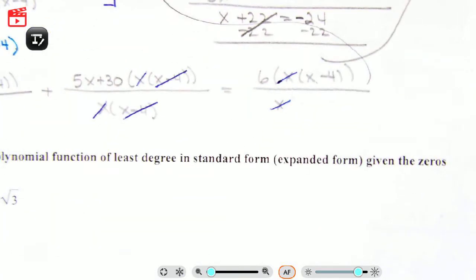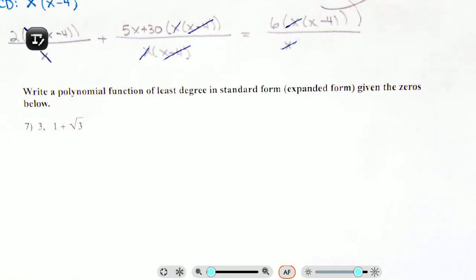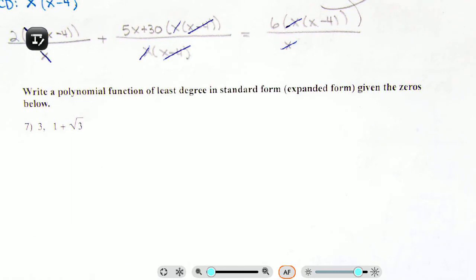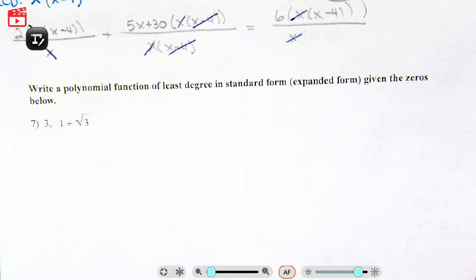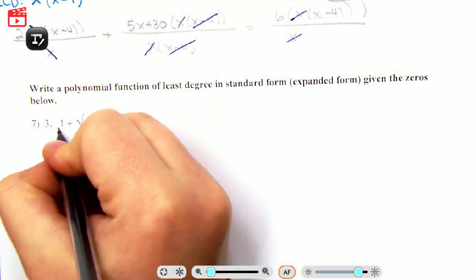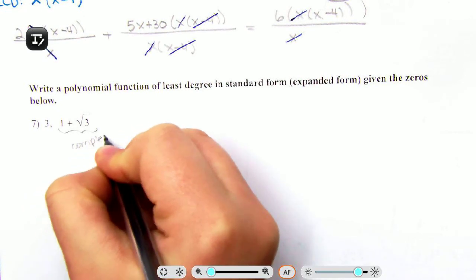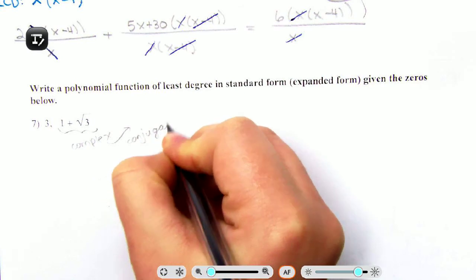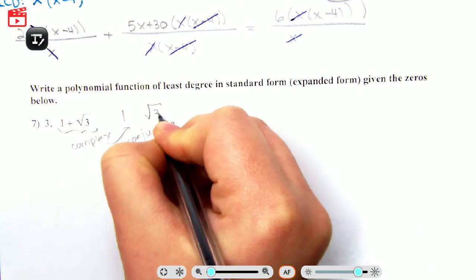All right, let's move on to number 7. Write a polynomial function of least degree in standard form, which is expanded form, given the zeros below. So you are given zeros and you're asked to write a polynomial function. So the first thing you need to identify is if you have a complex root, you always have a conjugate. And what that means is it changes the sign between your two terms here.